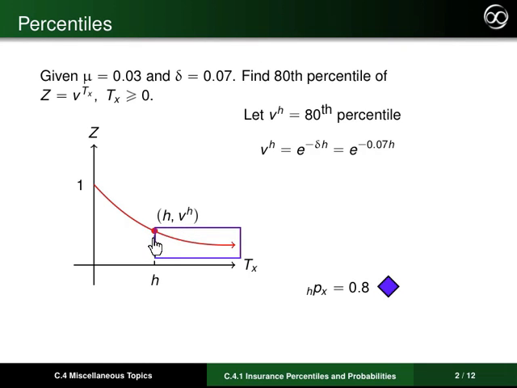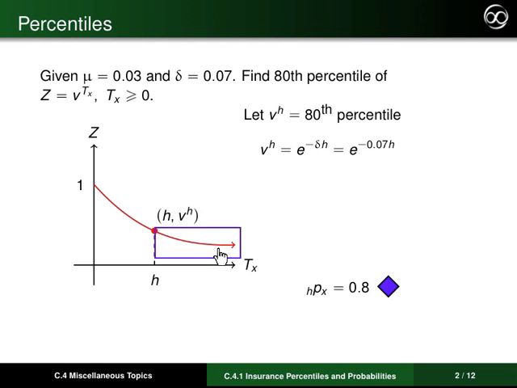I need to find h, and I say, well, if v to the h is the 80th percentile, then I have to take on that value or less 80% of the time, or that value or more 20% of the time. I can write either one of those equations. In this case, we're working with constant force, so I prefer to work with HPX.